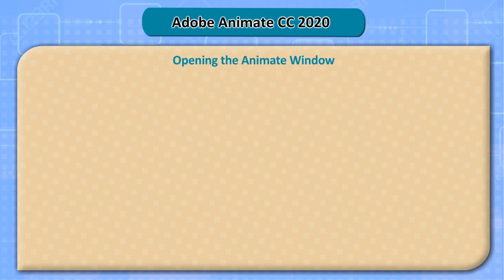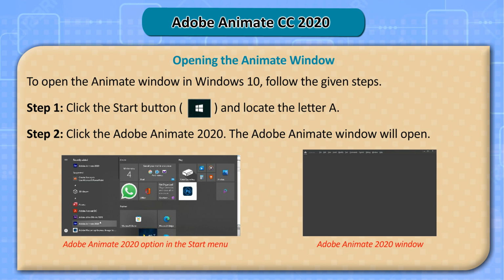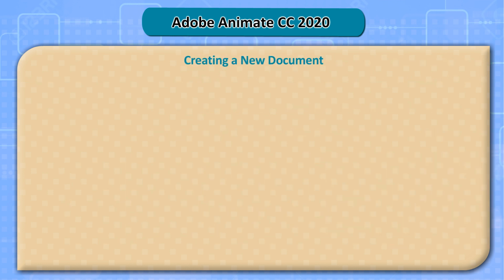Opening the Animate window. To open the Animate window in Windows 10, follow the given steps. Step 1. Click the Start button and locate the letter A. Step 2. Click Adobe Animate 2020. The Adobe Animate window will open. Adobe Animate 2020 option in the Start menu. Adobe Animate 2020 window.